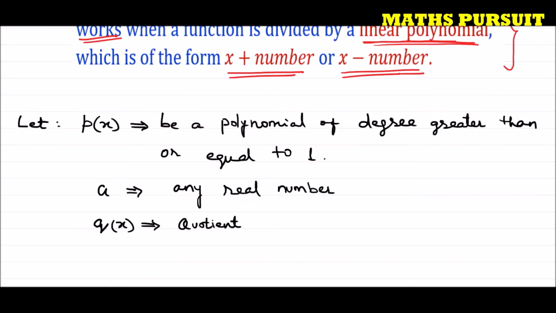Now what we considered, we considered p(x) to be a polynomial of degree greater than or equal to 1. a is any real number. And we have considered the quotient as q(x). Now, as per the question, let r(x) be our remainder, because we do not know these quotients and remainders. So we are just considering these things. We considered p(x) a polynomial of degree greater than or equal to 1, and a any real number. From where did we get a?